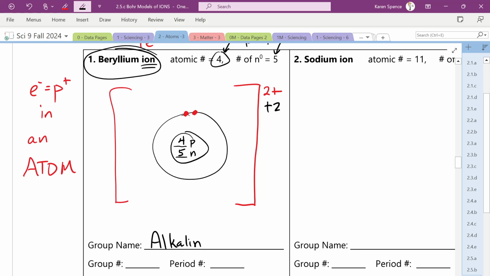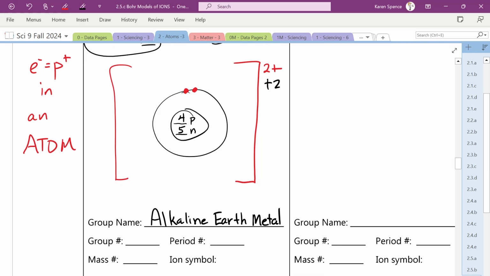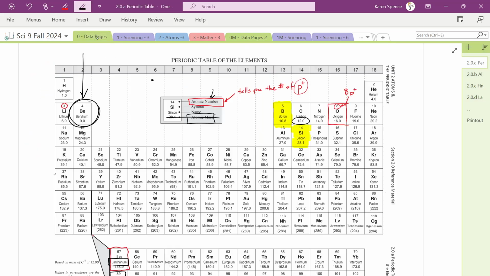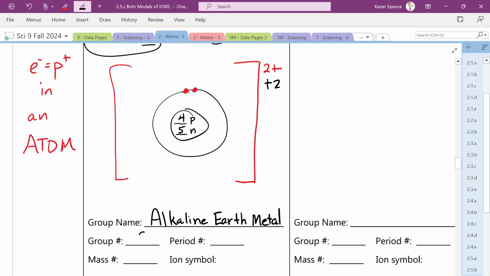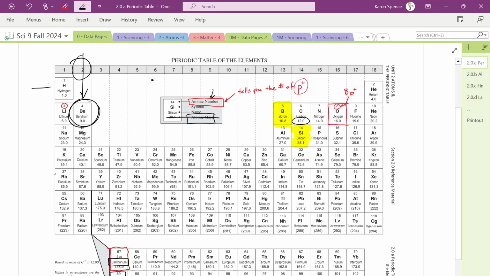Alkaline earth metals. Then you're going to fill in the group number, which is easy enough. You go here and you say, I'm in group 2. And what period are we in? We're in period 1, 2. Okay?